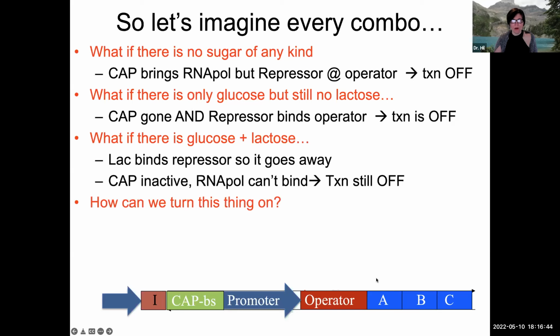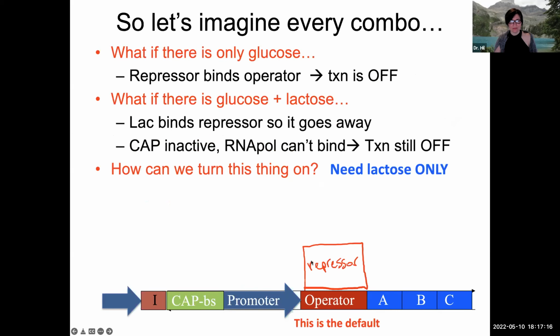Okay, what are the conditions that we want when, and only when, we will turn these enzymes on? When do we want to actually transcribe these enzymes for metabolizing lactose? What is the environmental situation? Lactose present and glucose is absent. No glucose. We want lactose only. That's what we want. Okay, so let's talk about lactose only.